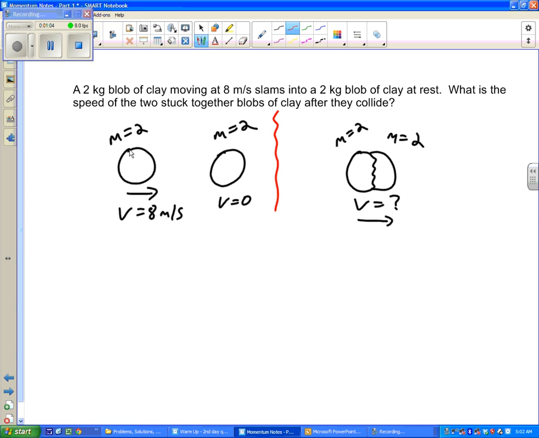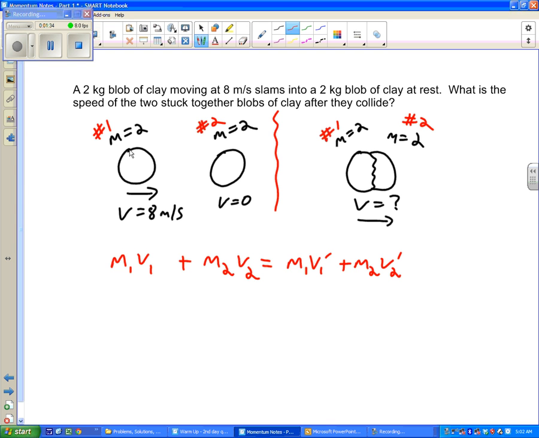So we need to number these. I'm going to number this guy number 1, this guy number 2. So this one over here is number 1, and this guy's number 2. And I am going to write down my equation. M1v1 plus M2v2 equals M1v1 prime plus M2v2 prime.